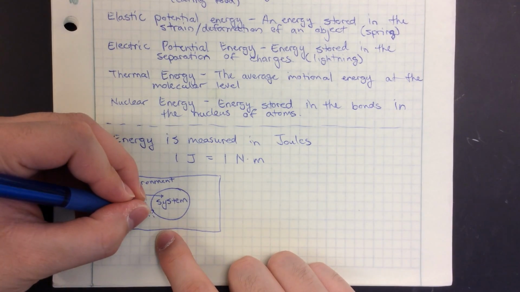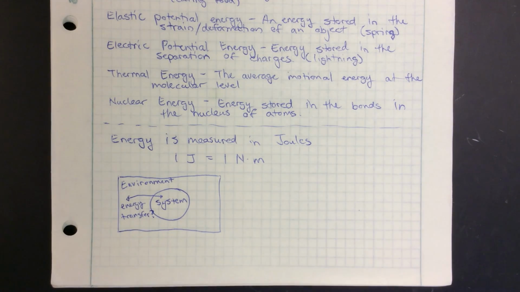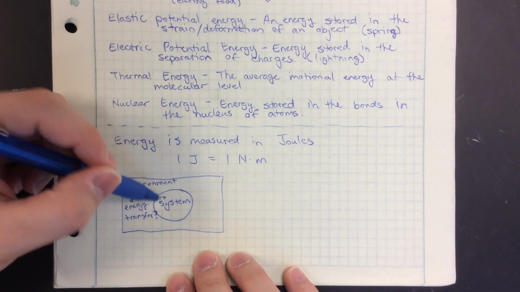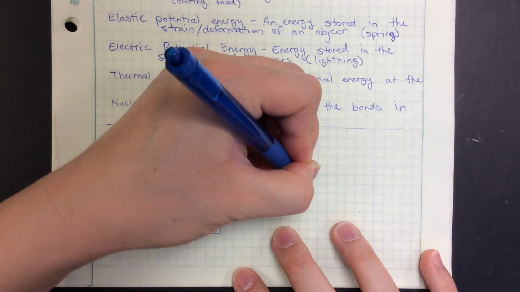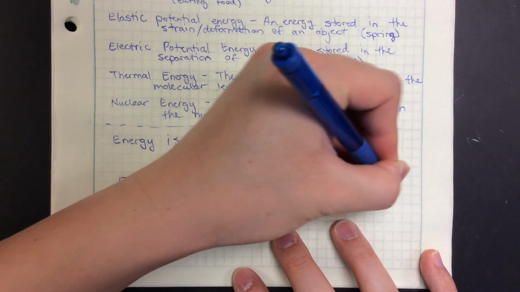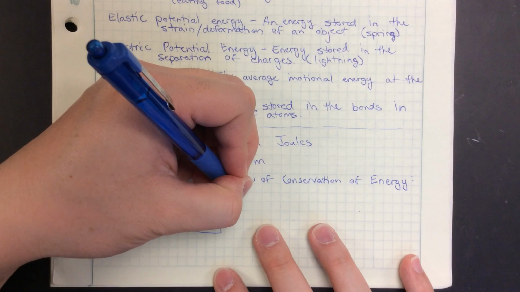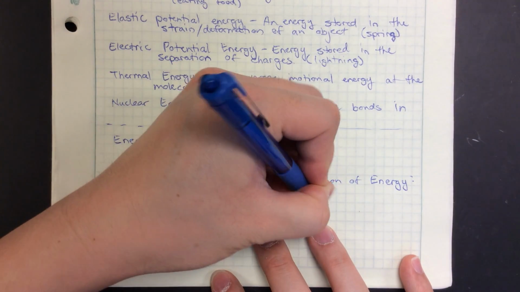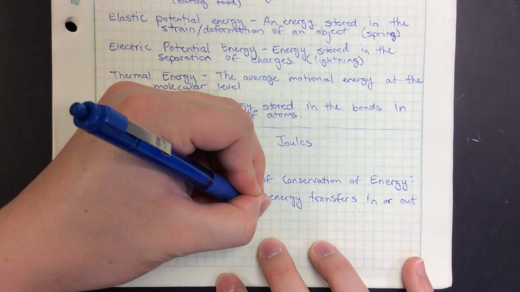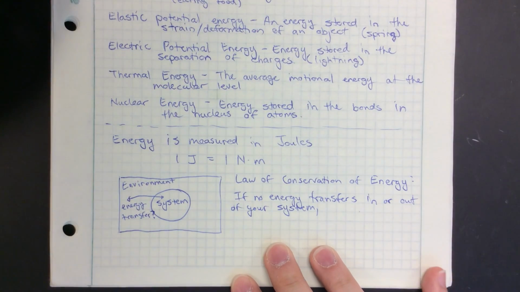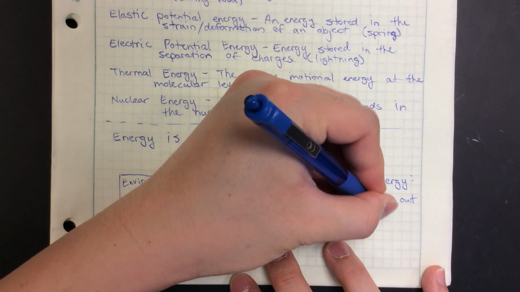So what that means is, and I'm putting a question mark here because it's just a matter of whether you're transferring energy or not. If there's no energy transfer between a system and its environment, then usually you say that the system is isolated. And if the system is isolated and you don't have any energy transferring in or out, you should have a constant amount of energy in your system. So in other words, if we were to define the law of conservation of energy: if no energy transfers in or out of your system, the energy in the system should stay the same.